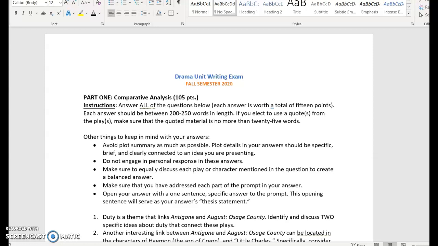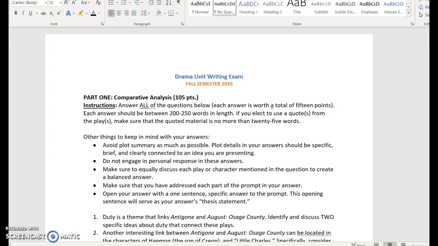The third bullet point is really, really important too. In fact, it's probably one of the most important things to keep in mind as you build your answer. And that is to make sure that you equally discuss each play or character that's mentioned in the question in order to create a balanced answer.